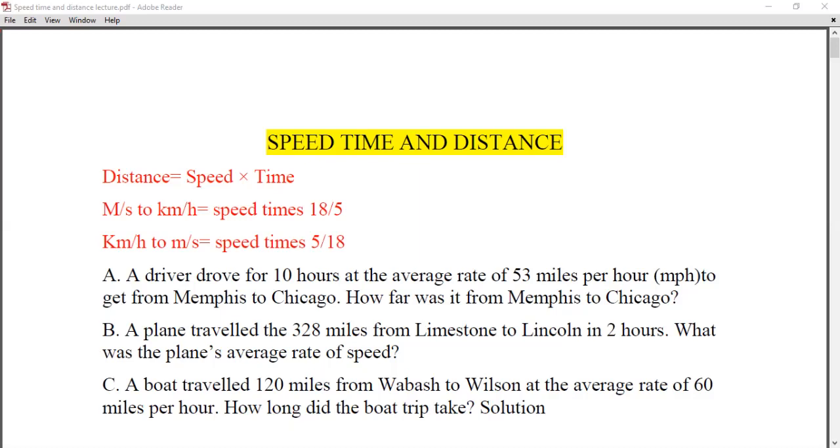Today we are going to start one interesting topic, that is speed, time, and distance. Questions from this are frequently asked in the GMAT examination, and often they are considered tough because of the word problems.